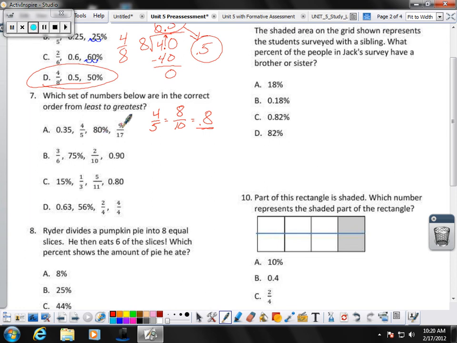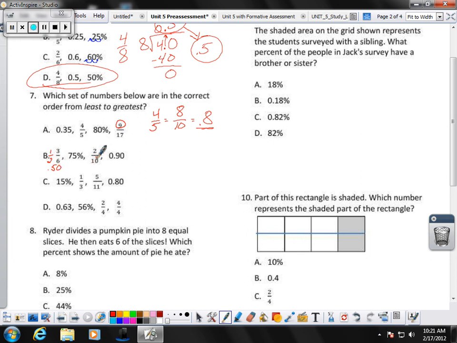Okay? And 9/17 is going to be a little bit more than half. It's just a little bit greater than half of 17. So I don't believe it can be A. So let's take a look at letter B. 3/6 is the same thing as saying 1/2, which is the same thing as saying 50/100, which is the same thing as saying 50%. So is 75% greater than 50%? Yes, it is. So those two work.